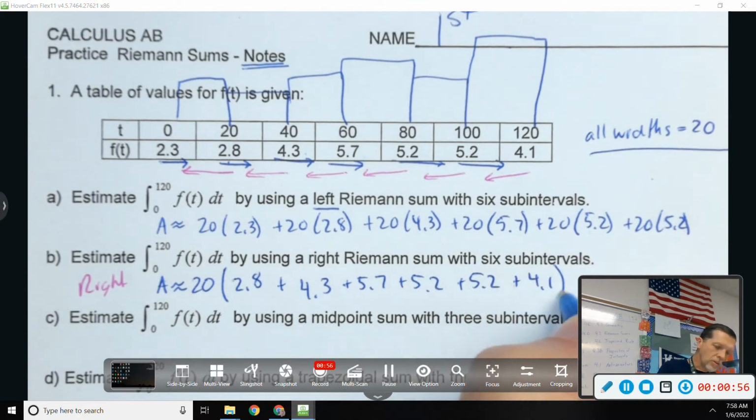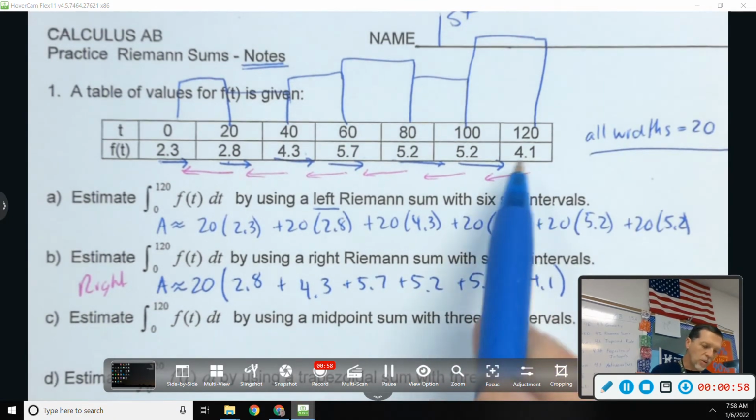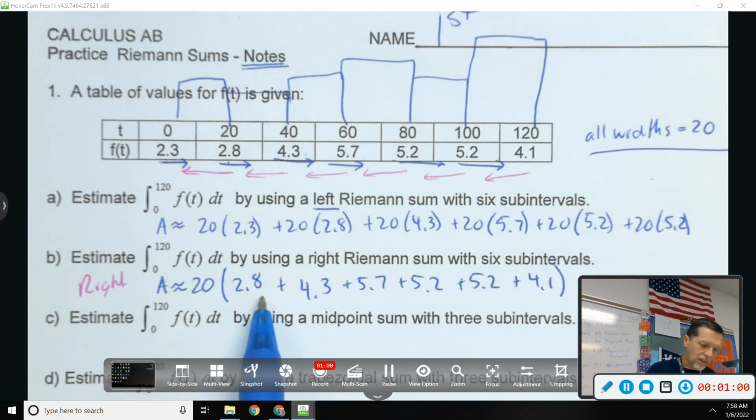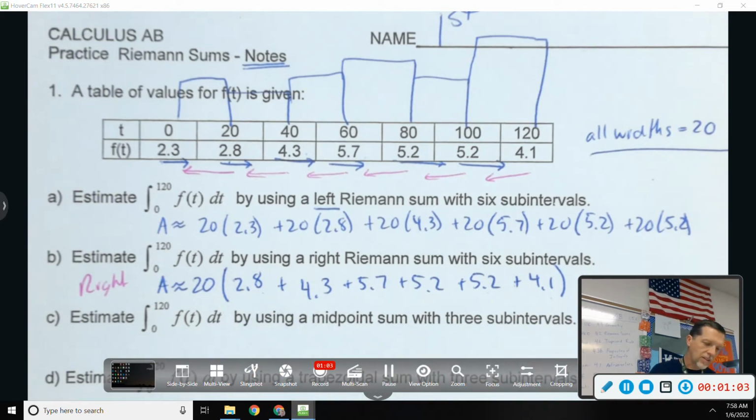And if I'm using the right-hand heights, I should get to the last one. So I should have 6 rectangles. 1, 2, 3, 4, 5, 6. So I feel good about that answer. Again, lots of safe stops. We don't want to spend time punching things in the calculator. We're good.